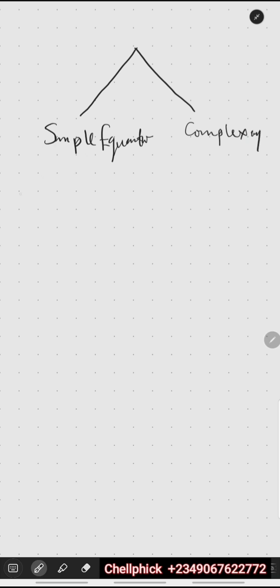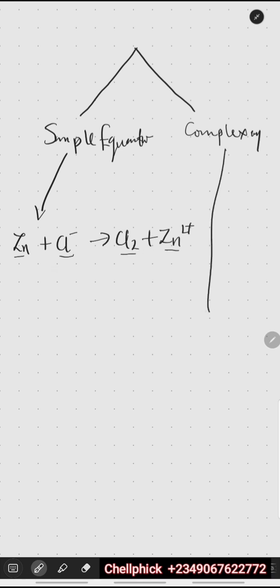An example of a simple equation is zinc reacting with chlorine to produce Cl2 plus zinc 2+. Now you see this type of reaction is a simple reaction. Why? It's a reaction between atoms and molecules. Let me put it that way. Because it does not require a compound. One example of a complex reaction is something like this.